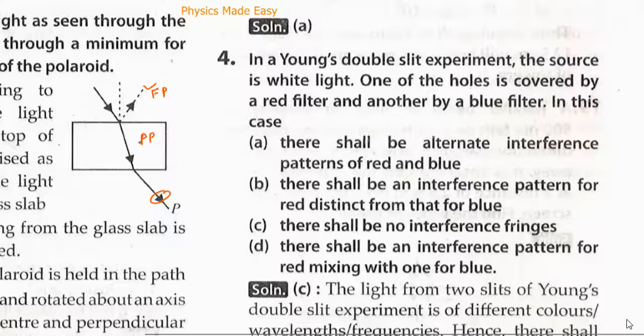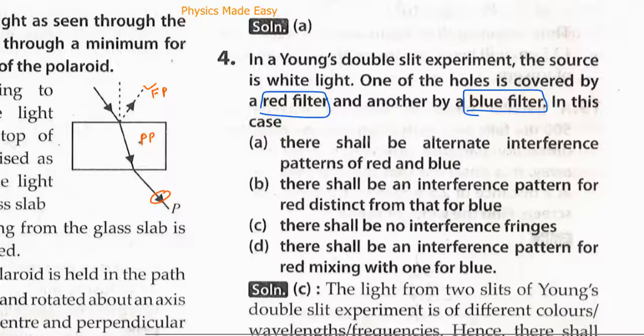In Young's double slit experiment, the source is white light. One of the holes is covered with a red filter and the other is covered with a blue filter. One is covered with a red filter, it means only the red wavelength will come out. And the other with a blue filter, it means only the blue wavelength will come out.